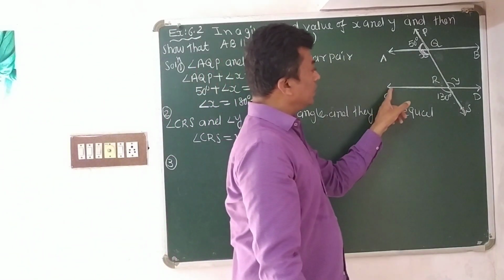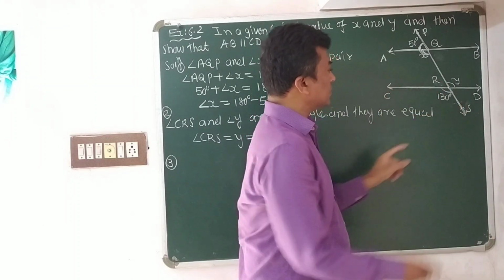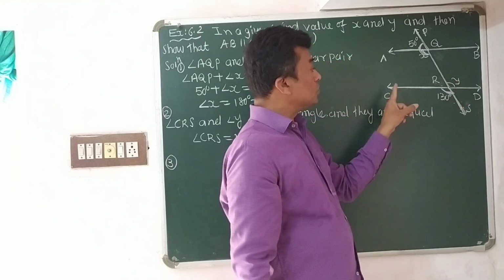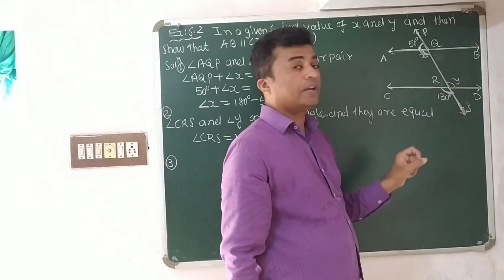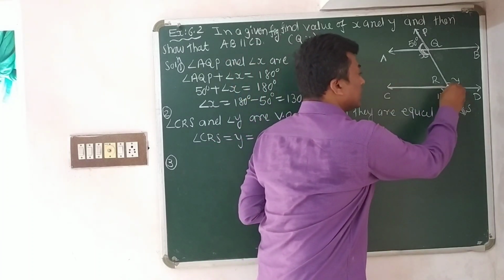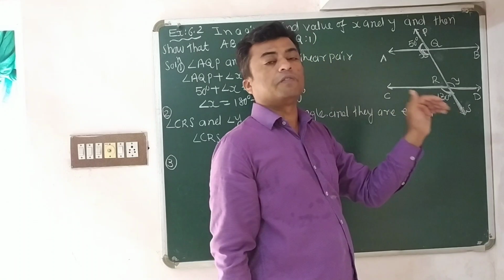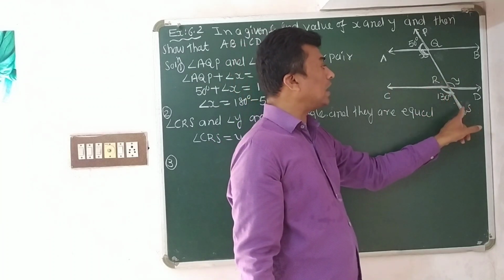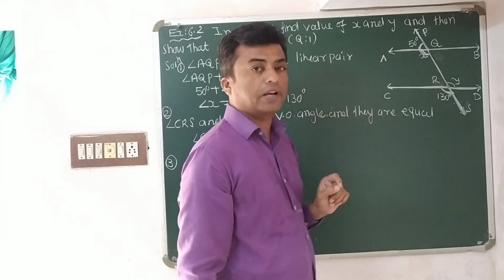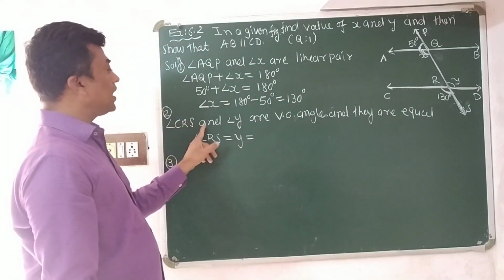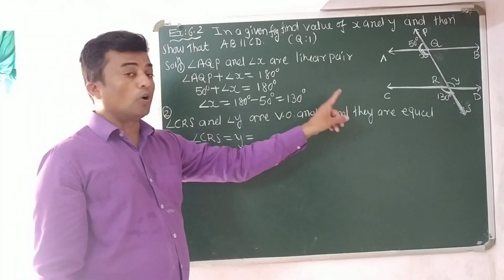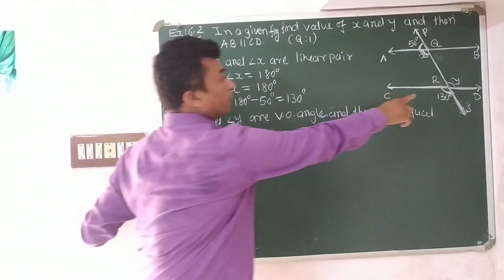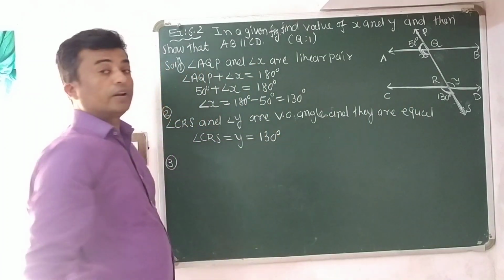Now see, children, here angle CRS is equal to 130 degree, and this is angle Y. See, angle CRS and angle Y both are vertically opposite angles. And we know that vertically opposite angles are always equal. So angle CRS is equal to angle Y. What is it? 130 degree.